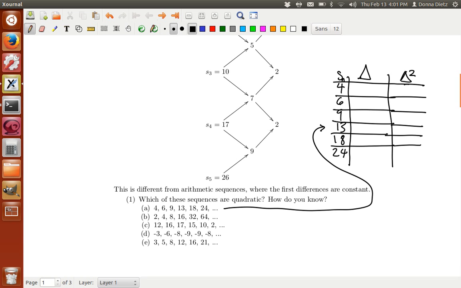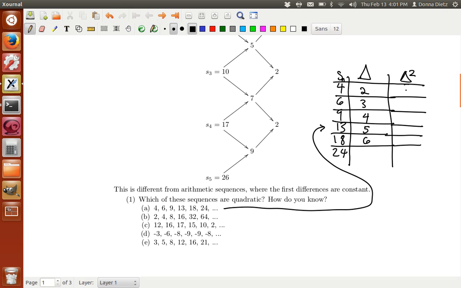All right, so let's take a look at our differences. The sequence starts out at 4. What's 6 minus 4? Oh, that's 2. What's 9 minus 6? Oh, that's 3. What's 13 minus 9? That's 4. What's 18 minus 13? 5. And what's 24 minus 18? 6. Okay, that looks kind of like it's increasing by 1 each time.